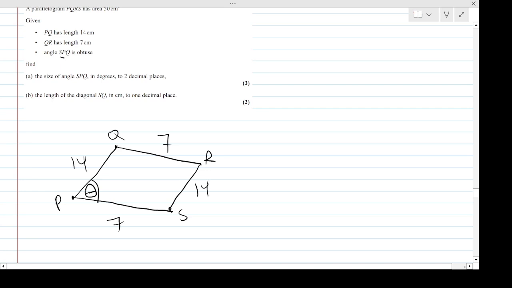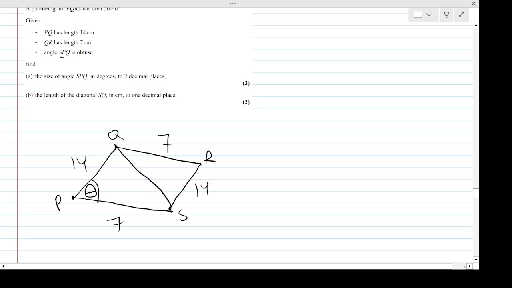Okay. So that actually makes it a lot easier then, because then obviously we can draw a triangle. So obviously the best idea is to draw a diagonal to create two triangles.